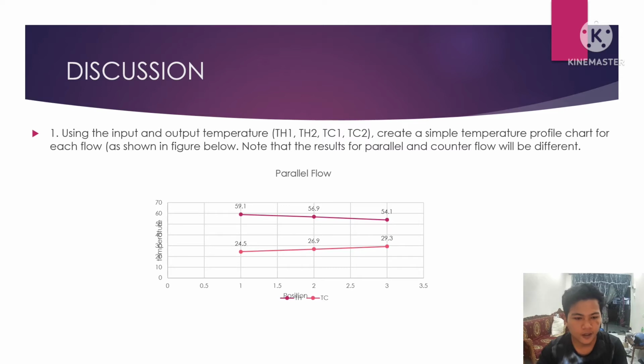The upper line is the hot temperature and the lower line is the cold temperature of the water. We get 59.1 Celsius for position 1. The temperature drops to 56.9 at position 2, and lastly 54.1 at position 3. For the cold water temperature, we get 34.5 Celsius for position 1. The temperature drops to 26.9 at position 2, and at position 3 it is 29.3 Celsius.